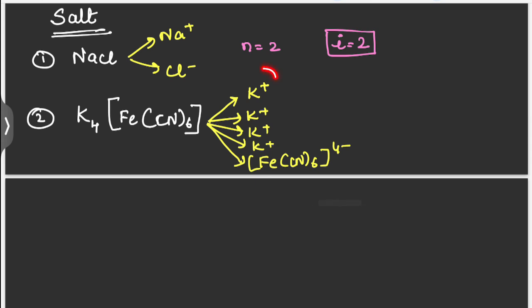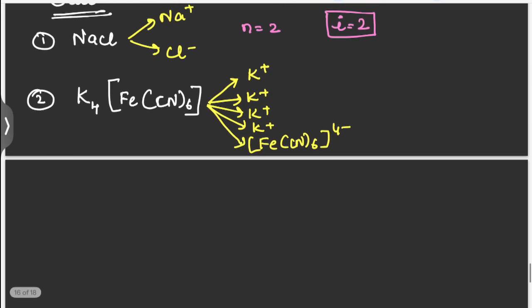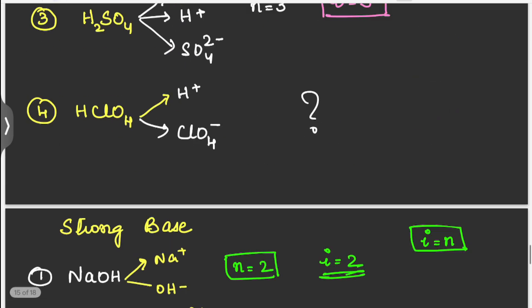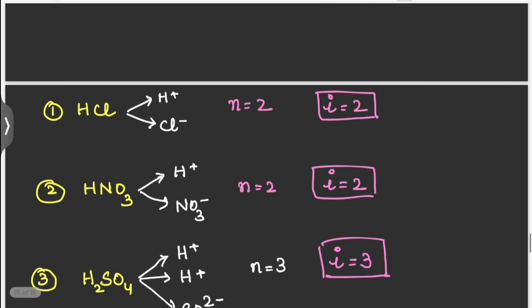Count how many ions are there. 1, 2, 3, 4 and 5. So totally there are 5 ions present. Therefore the value of n is equal to 5. Then what is the Van't Hoff factor here? The Van't Hoff factor will also be equal to 5. Is that clear?